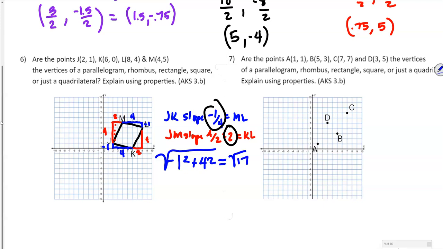That's the square root of 17, right? Let's compare that to our original numbers for the other one. 4 squared plus 2 squared. I would dare say most of y'all can already see that those are not going to be equal. 16 plus 4 is the square root of 20.